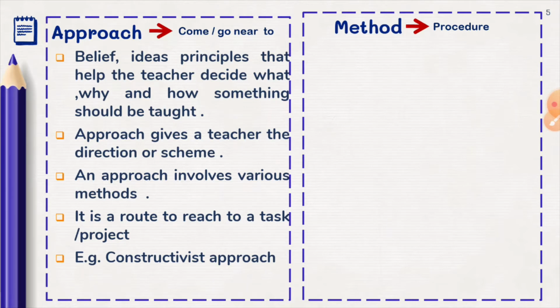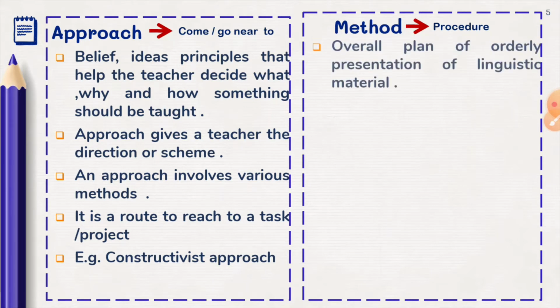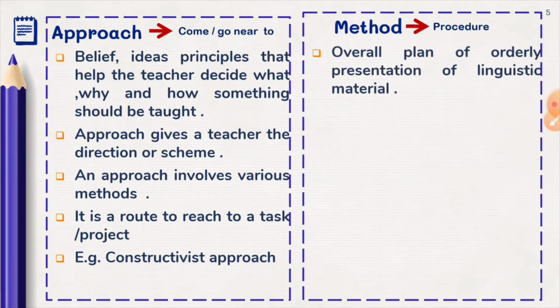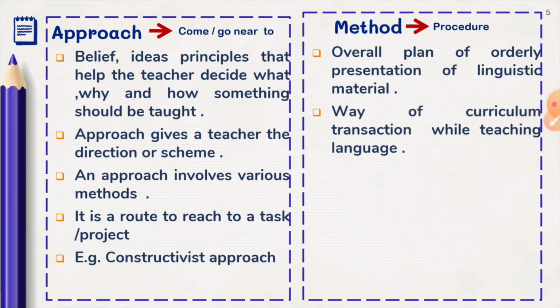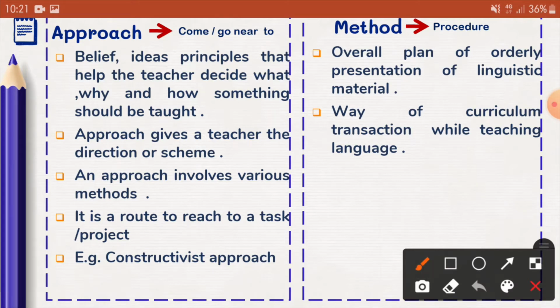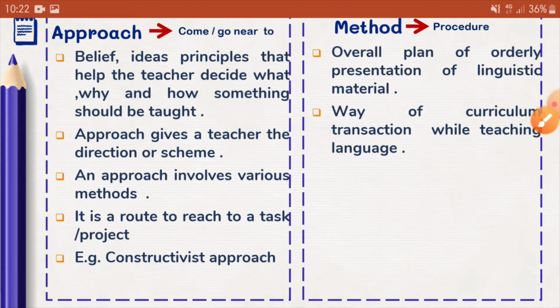So method is a procedure, and when you say procedure of something, it naturally means the orderly or systematic presentation of ideas comes there. So the overall plan of orderly presentation of the linguistic material in the classroom is called a method. When we are talking about an English class, we say it is linguistic material. Then it is a way of curriculum transition while teaching the language.